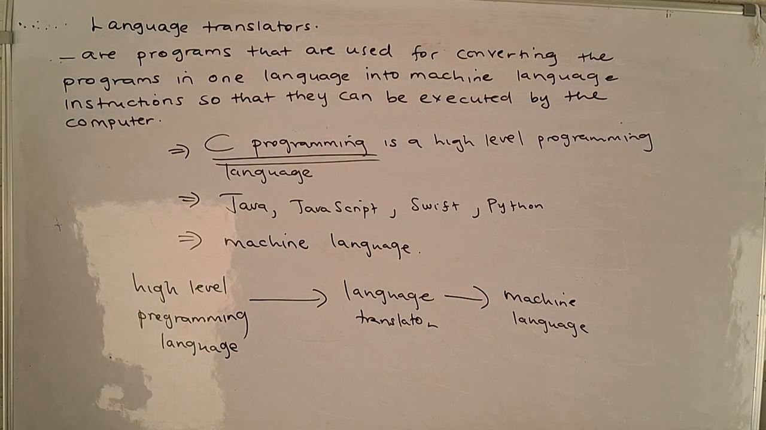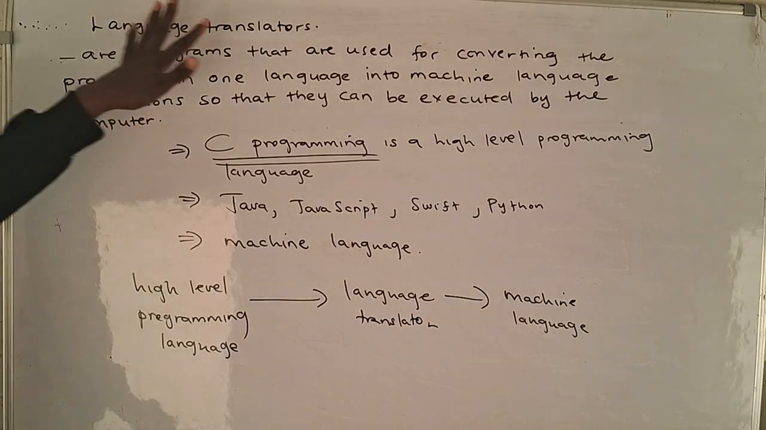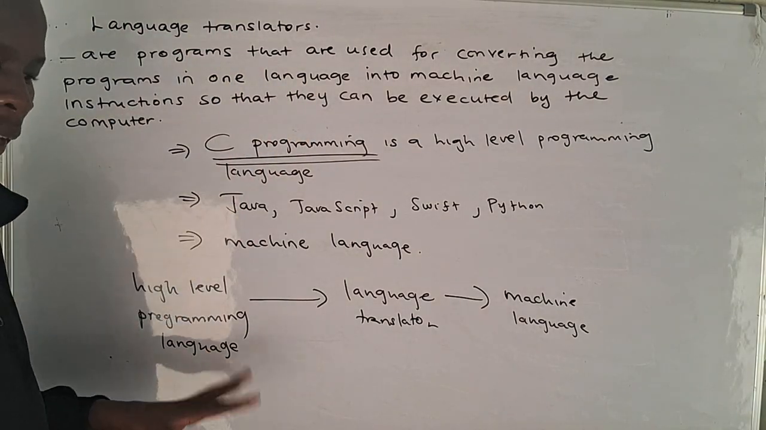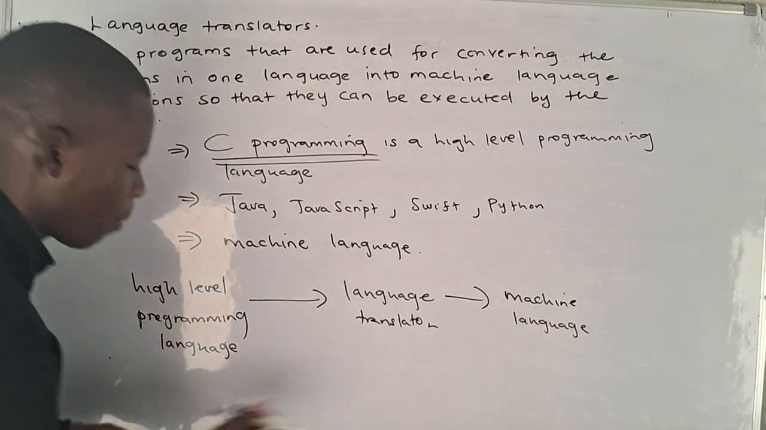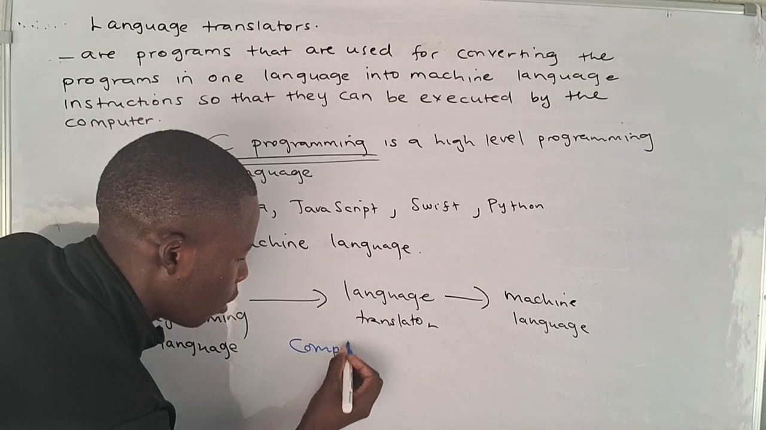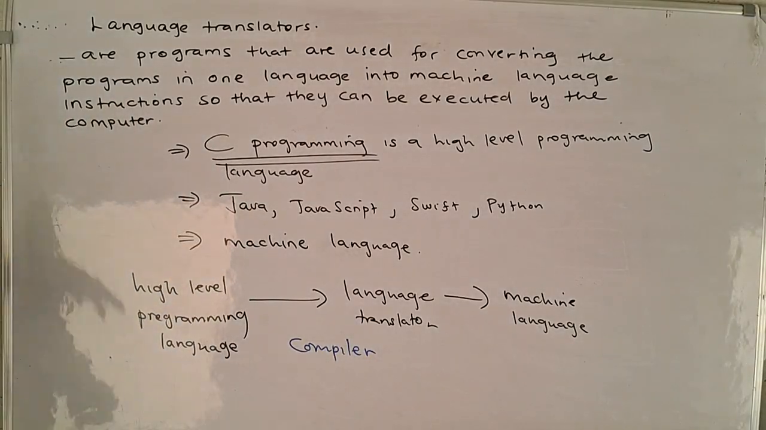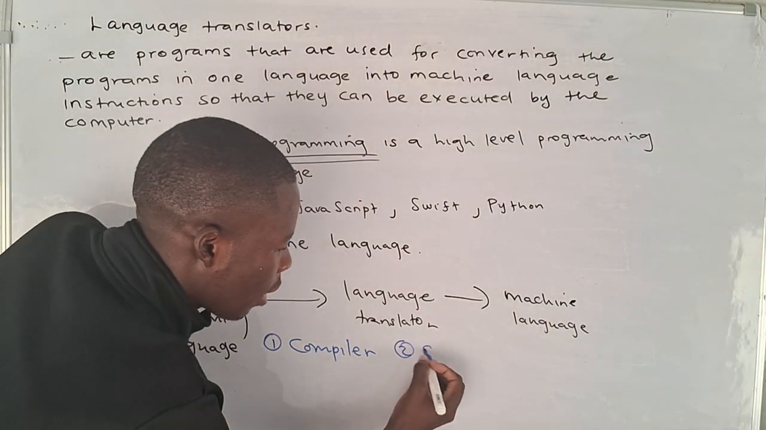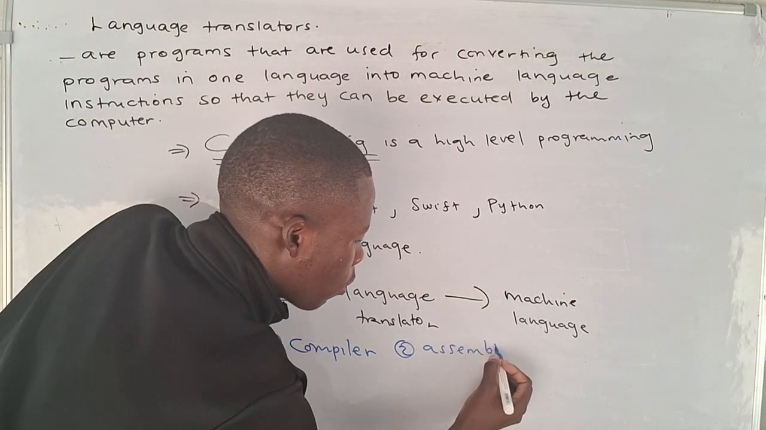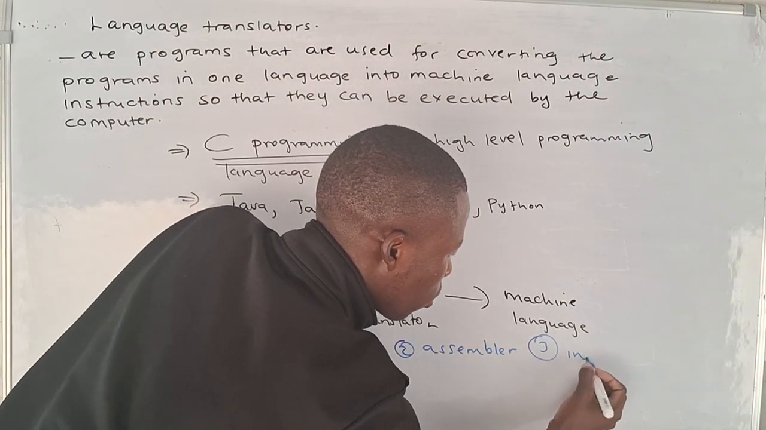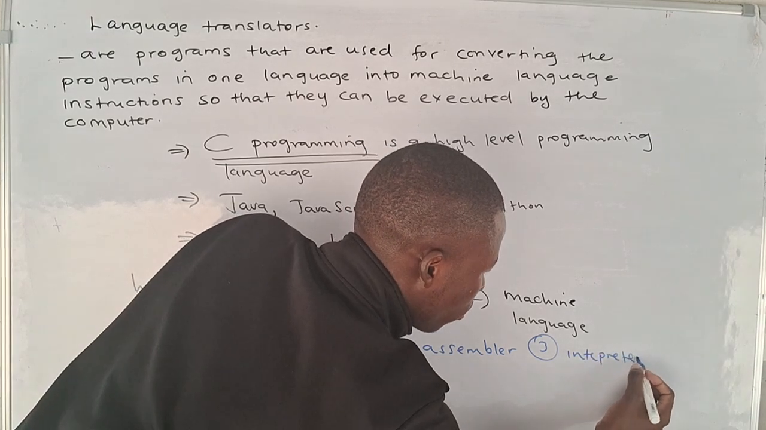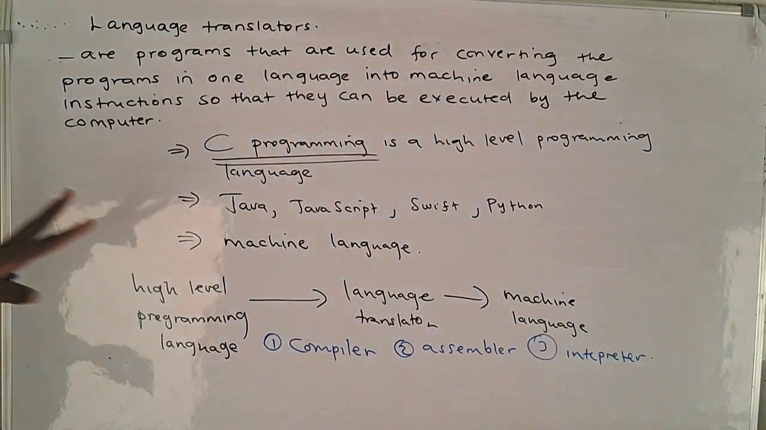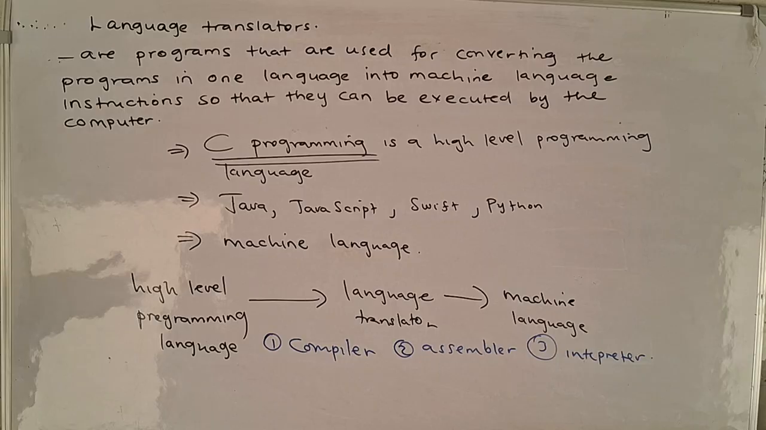Is this clear? So what are the different types of language translators that we have in C programming? We have what we call a compiler. We also have what we call an assembler. And number 3, we have the interpreter. These are the 3 types of language translators that we have.